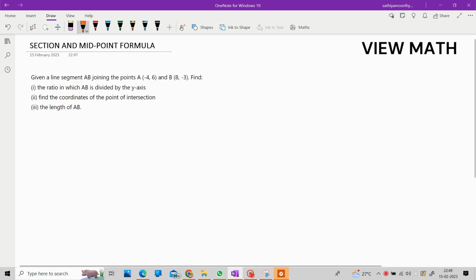Next problem. Given a line segment AB joining the points A (-4, 6) and B (8, -3). Find the ratio in which AB is divided by the y-axis. Find the coordinate of the point of intersection and the length of AB. They are asking us to find these out. So what they have given is a line segment AB joining the points: A is (-4, 6) and B is (8, -3).